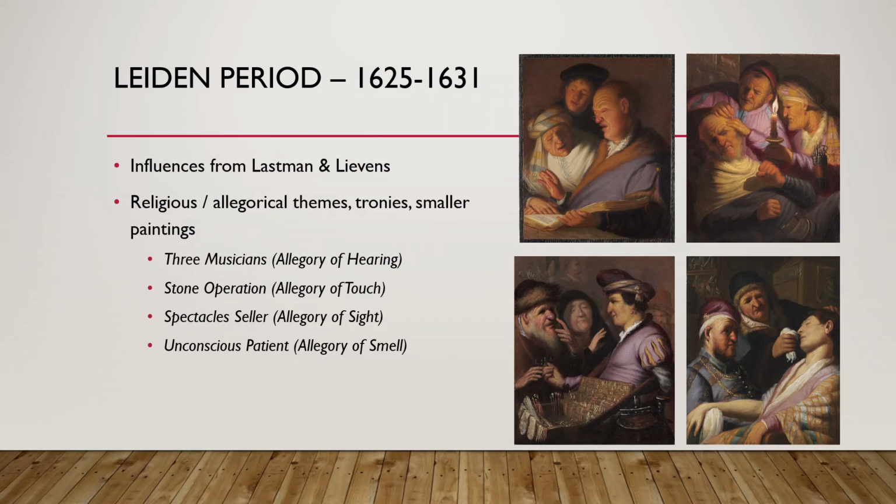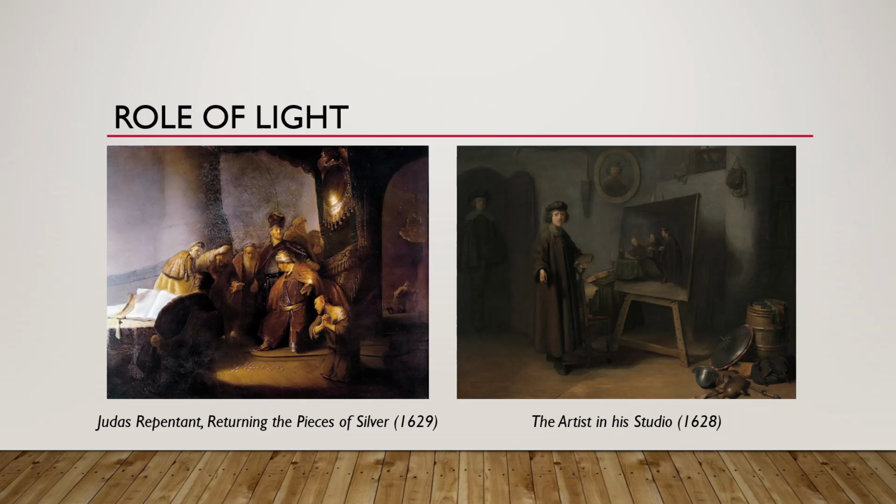In 1626, Rembrandt produced his first etching, the widespread circulation of which would largely account for his international fame. In 1629, he completed Judas Repentant, Returning the Pieces of Silver, and The Artist in His Studio, works that both evidence his interest in the handling of light and variety of paint application, and constitute the first major progress in his development as a painter.